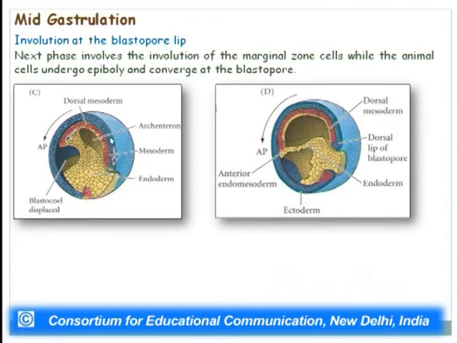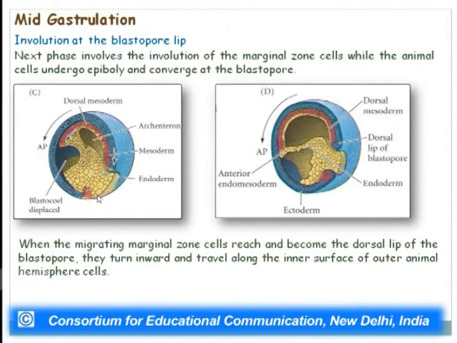Now they start growing below this blue layer, and therefore it is termed involution. First it starts forming the dorsal lip of the blastopore, then it starts happening laterally, and then it also starts happening ventrally, which is on this side. So this is a section of the blastula, and the blastocoel is actually displaced.